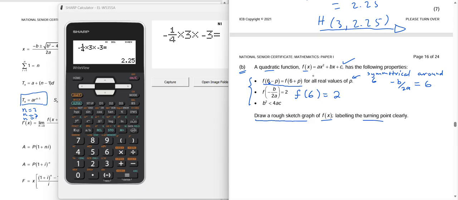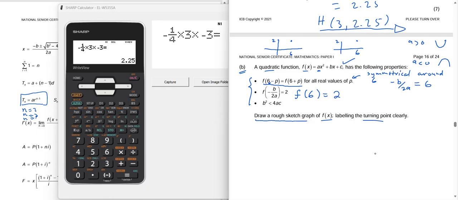Now let's go to the next one. We need a general structure of the graph, because we don't know if our a is greater than 0 or less than 0. If a is greater than 0, our general structure of the graph is like this. If a is less than 0, our structure of the graph is like that, right? Now, we are told that the graph is symmetrical around 6, which is 6 here. We can put a 6 here, and also a 6 here. And then the corresponding y coordinate is 2. So 2 is here, 2 is here, right?